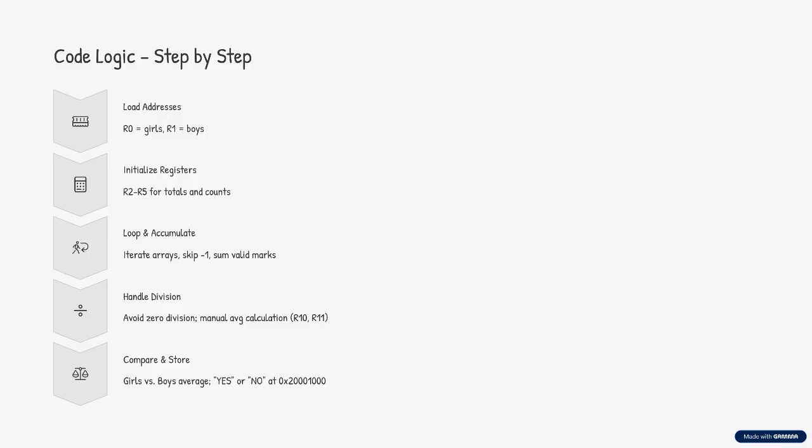First, we load the base addresses of the girls and boys marks arrays into R0 and R1. We then initialize R2 to R5 for storing totals and counts. We loop through the arrays, skipping -1 values, summing valid scores, and then calculating the average manually to avoid division errors. Finally, we compare the two averages and store the appropriate result.